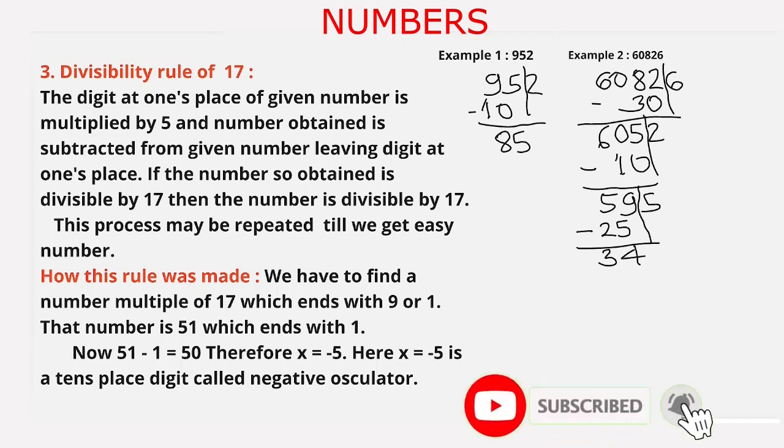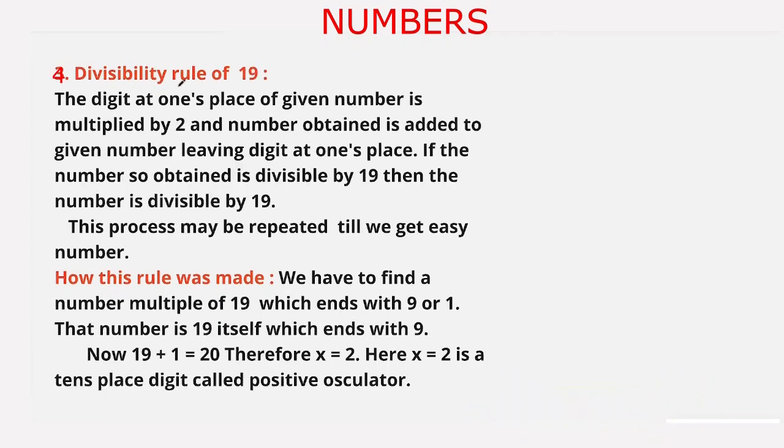Now we go to the divisibility rule of the next prime number, 19. Divisibility rule of 19: the digit at ones place of the given number is multiplied by 2, and the number obtained is added to the given number, leaving the digit at ones place. If the number so obtained is divisible by 19, then the number is divisible by 19. This process may be repeated till we get an easy number.